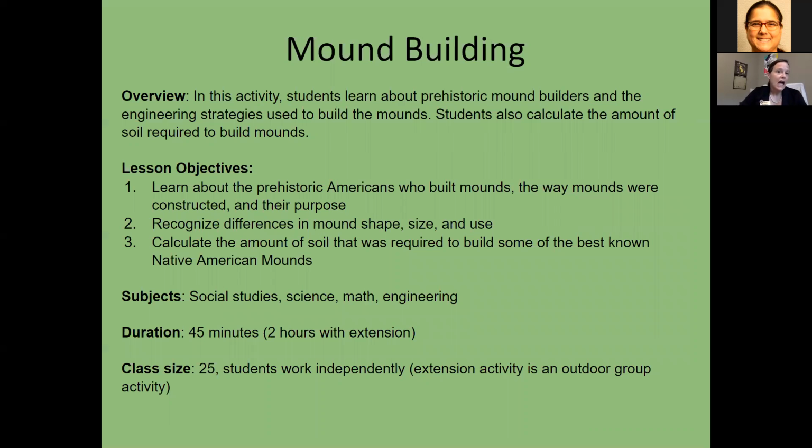So this activity can combine social studies, science, math, and engineering, but as I said, it's pretty mathematics heavy. It takes about 45 minutes. And again, what I'm talking about today can very specifically be done as independent work off of a worksheet or off of a presentation. It can be done virtually or face-to-face. The extension activity is an outdoor group activity if that's something that you can make work in this current time, or maybe just keep in your back pocket for later.